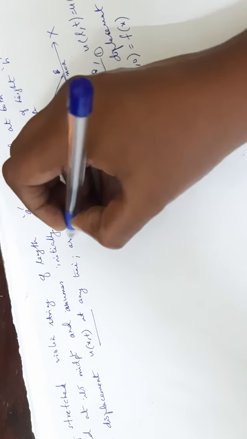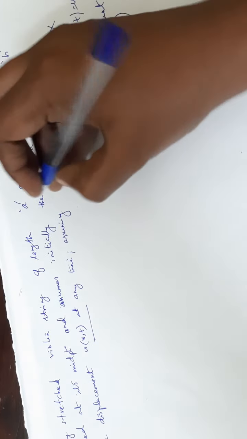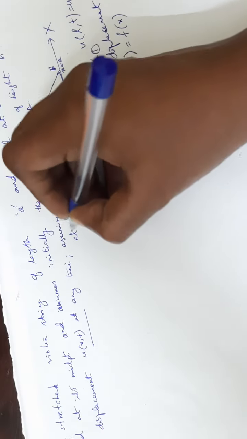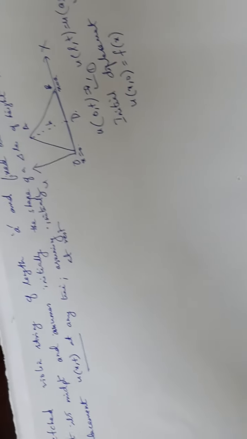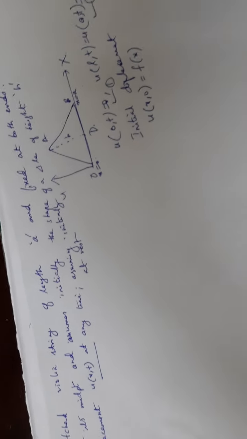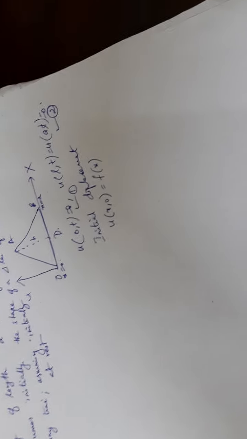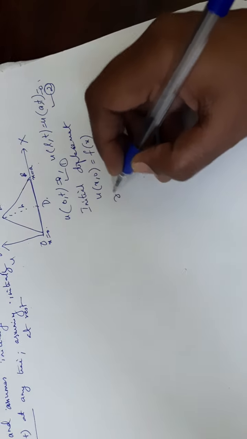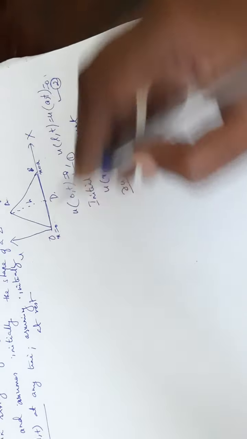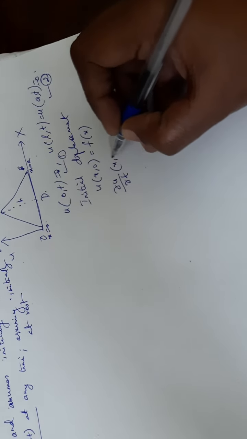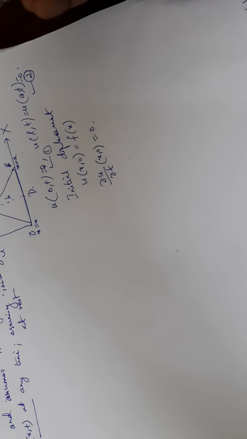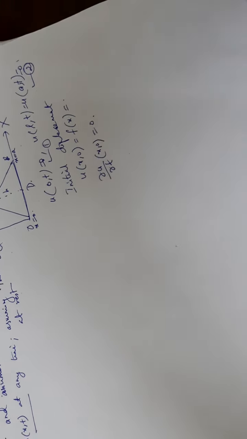We are assuming that the string is initially at rest. So the initial displacement is u of x, 0, that is f of x, and initially at rest means dou u by dou t at x, 0 is 0. Initial velocity is 0. So here we need to find the initial displacement.